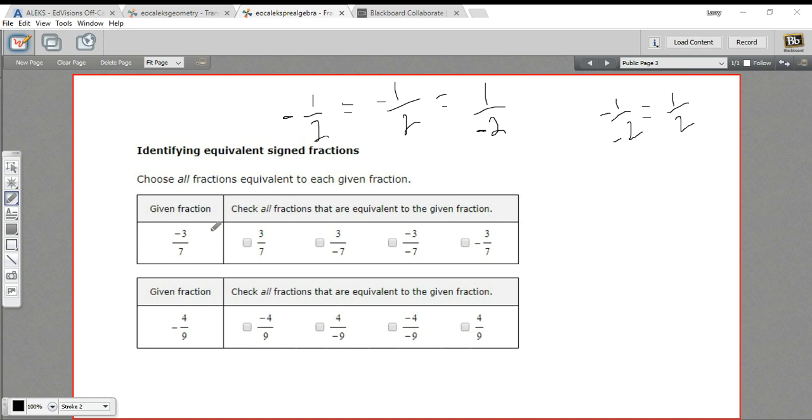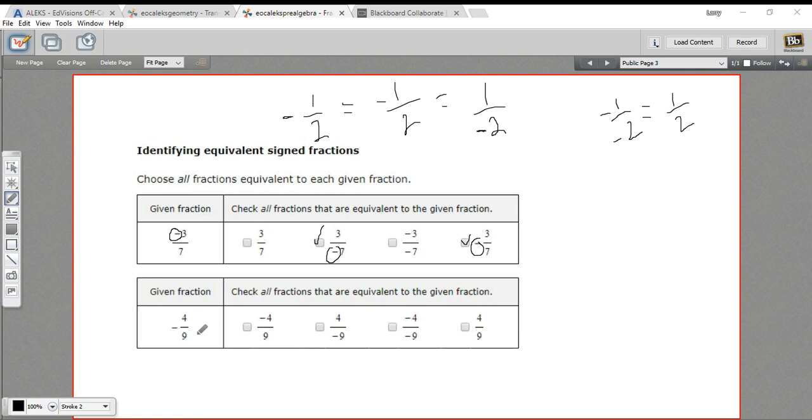Let's look at this first one. It says, given this fraction, negative 3 over 7, check all the fractions that are equivalent. Well, this has one negative sign. So I'm going to find all the others with one negative sign. So there's one, there's one. So these two are equivalent.